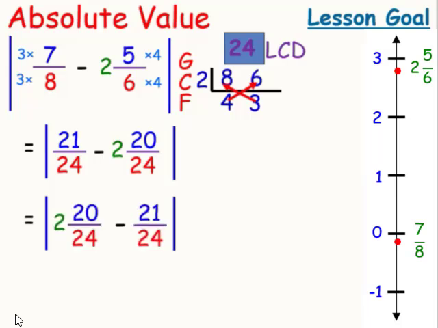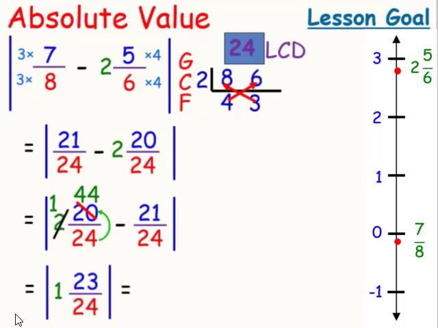Since 20 is smaller than 21, we'll borrow from the 2, and we'll add 24/24 to the 20 over 24. 44 minus 21 is 23. So we'll have the absolute value of 1 and 23/24, which is 1 and 23/24.